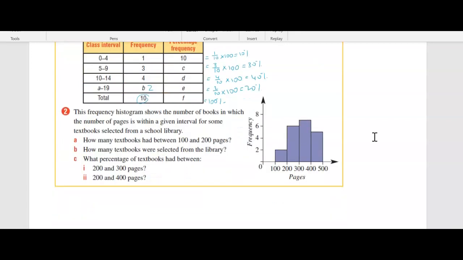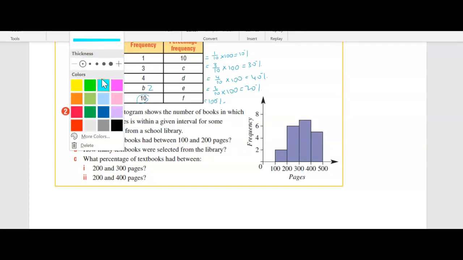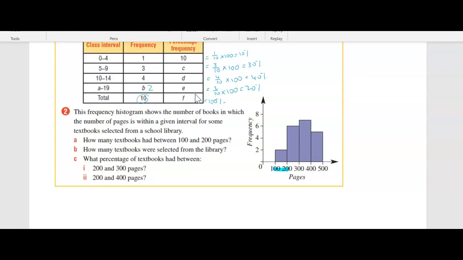Okay, question 2. This frequency histogram shows the number of books in which the number of pages is within a given interval for some textbooks selected from a school library. How many textbooks had between 100 and 200 pages? All right, I'm just going to change my highlighter color. So 100 to 200, so we're looking at this one here. So how many? There's 2. All right, so we'll just read across.